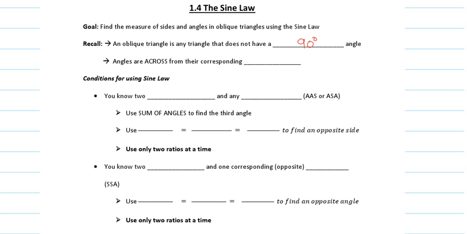Angles are across from the corresponding sides. So remember when naming the angle and the sides, right? Angle A has an opposite side A, and vice versa.